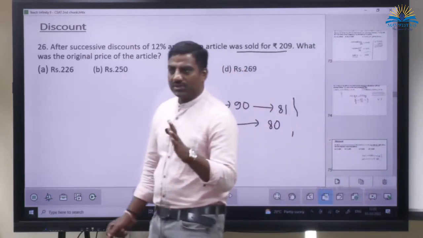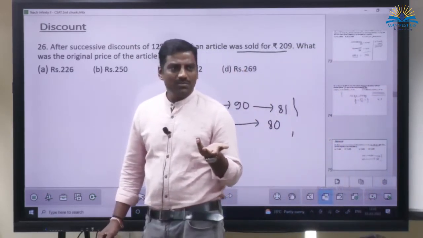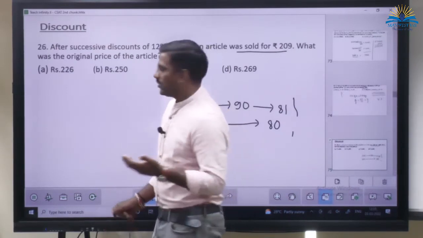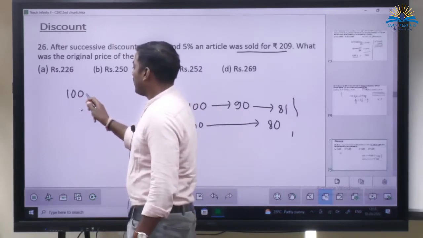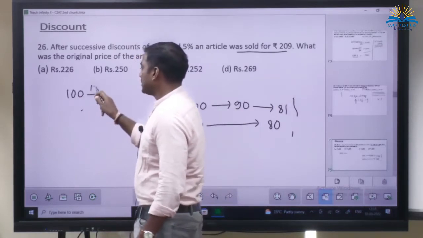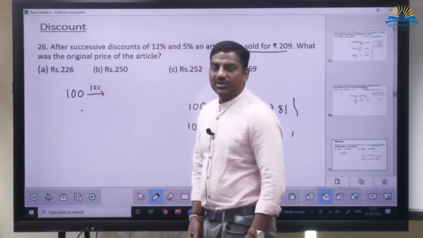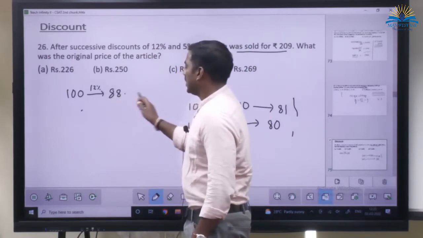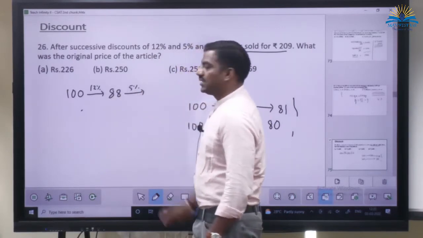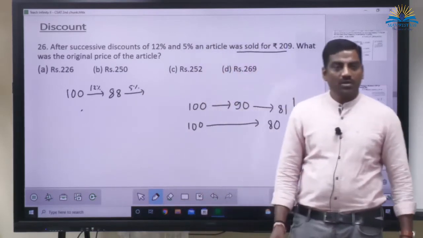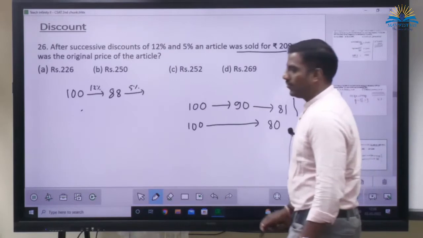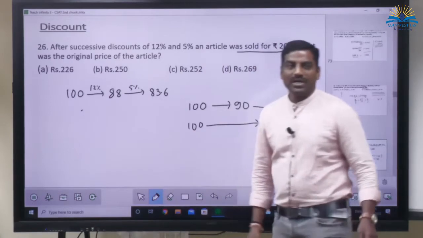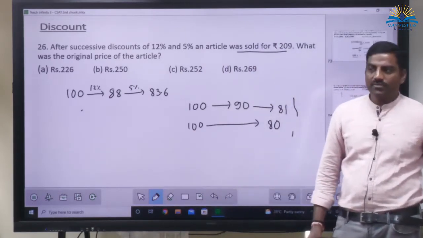We don't know the original price. Let us assume 100. No harm. You can assume X also, I don't have a problem. Let us assume 100. First discount is how much? 12% discount. So what will be the price after 12% discount? 88. On this, 5% discount. Calculate 5% of 88. 4.4. So what will be the final price? 83.6. Final price is 83.6. Correct?